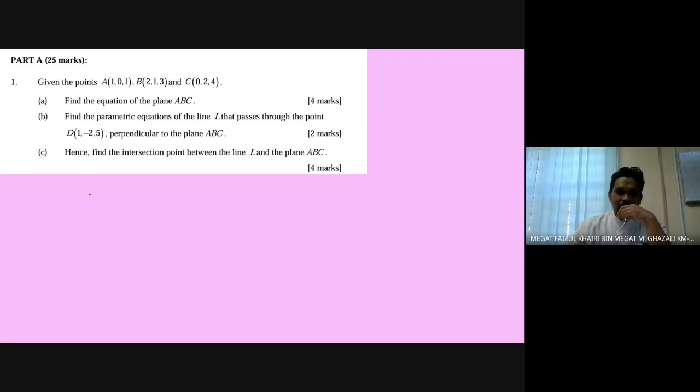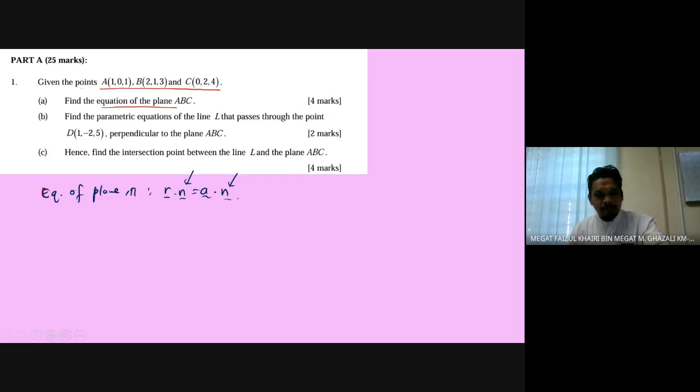So now, given the points A, B, and C, find the equation of the plane. The equation of a plane, as we know, is given as r dot n equals a dot n. So the key of this equation is the normal of the plane.